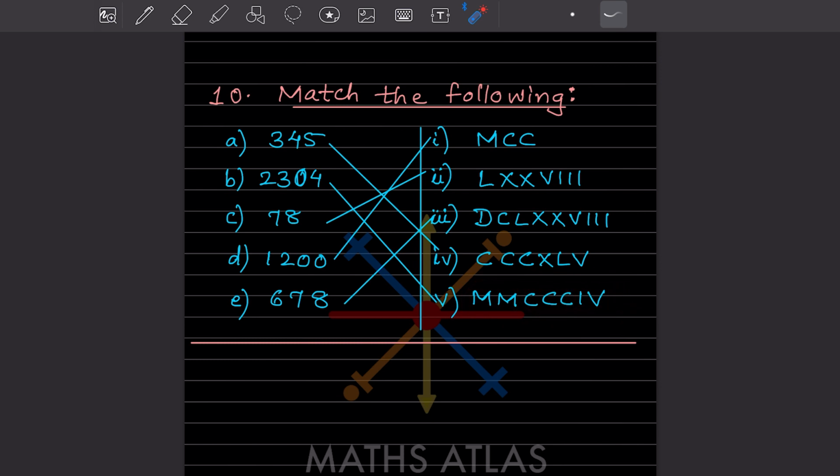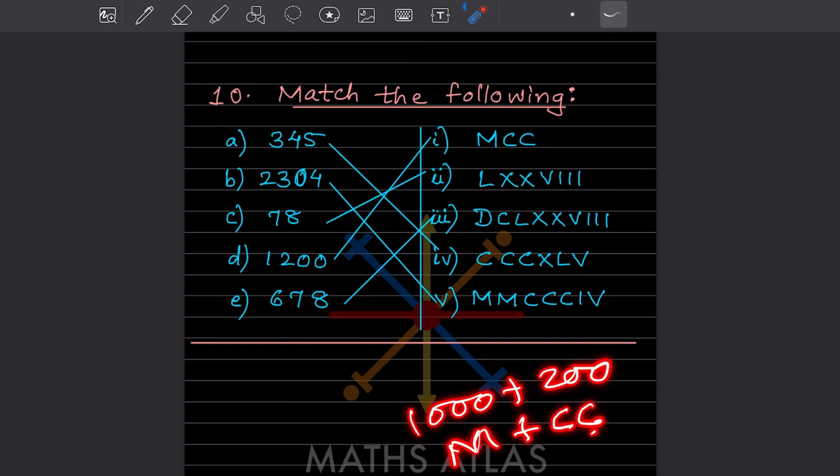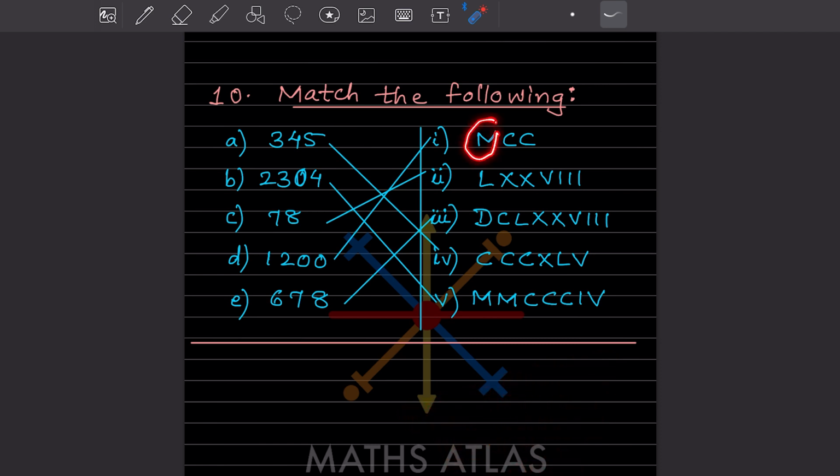Now 78. 78 means 70 means LXX. Okay, and 8 you know. So this is 70. Sorry, this is 70, and this is 8. Okay, now 1200. 1200 means 1000 plus 200. So 1000 is M, and 200 is CC. Okay, so what are you going to write here? MCC. Okay, so now here MCC is over here. Okay. That is for 1200.